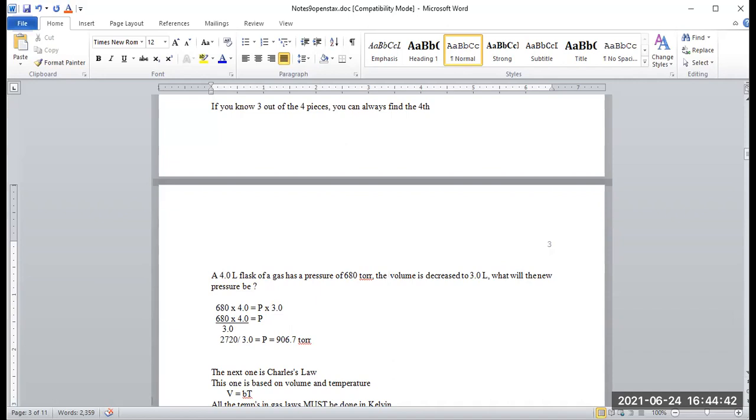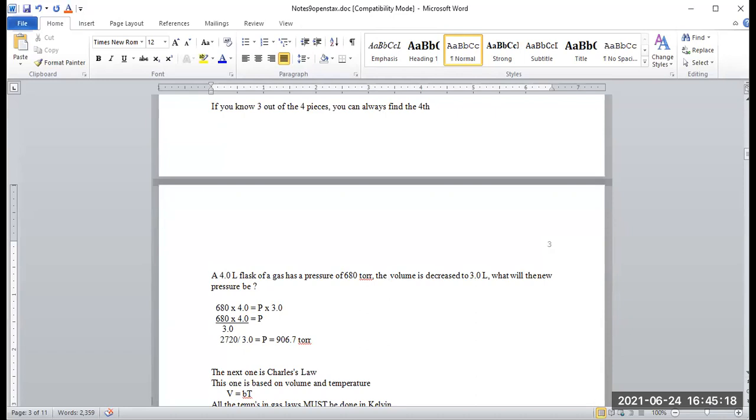I decreased the volume, and I know that this is an inverse relationship, so I should expect to get a larger pressure than I started with. So plug in your numbers. 680 times 4, P times 3.0. Move your 3 to the other side so that your P2 is essentially by itself on the right-hand side there.